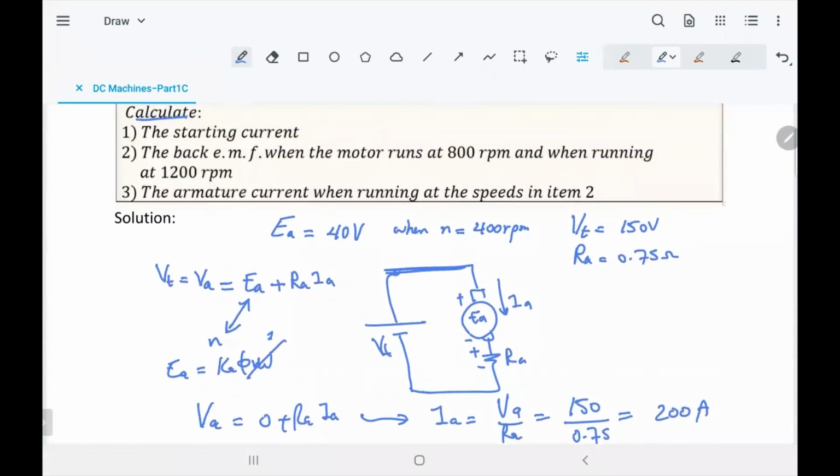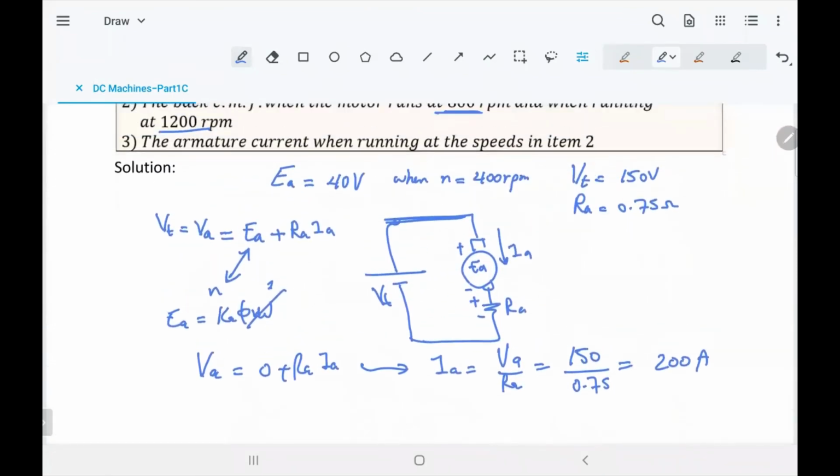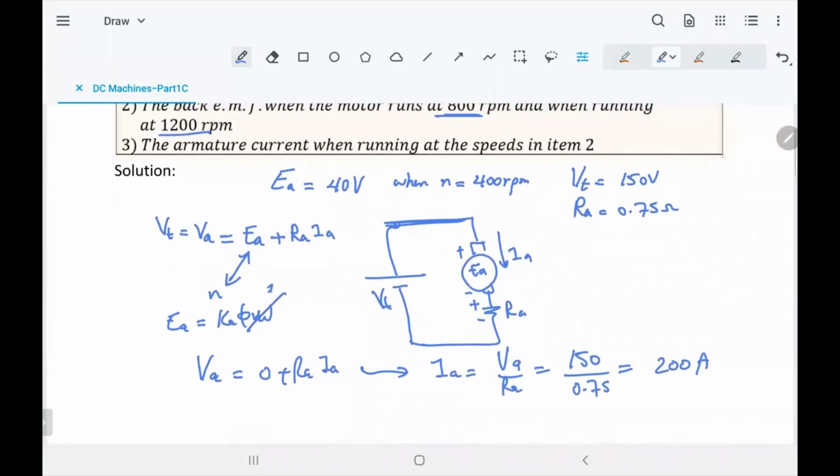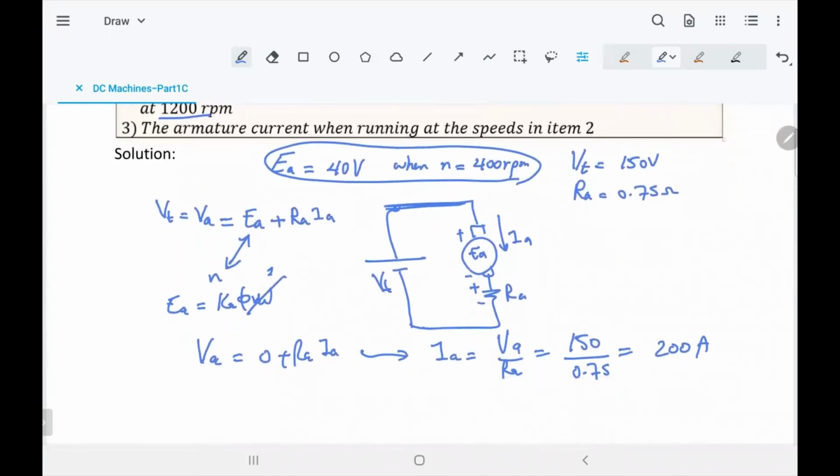Second, the back EMF when the motor runs at 1200 RPM. Let's just do one; I will solve for one and you get the second. We want to find the voltage when it's running at 1200 RPM. Now the information given will help me, because I know there is a relationship between the voltage and the speed.